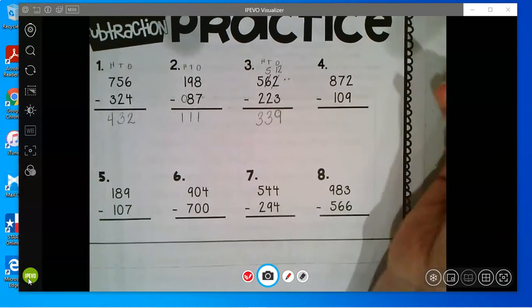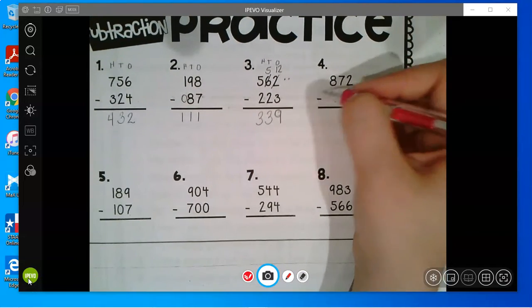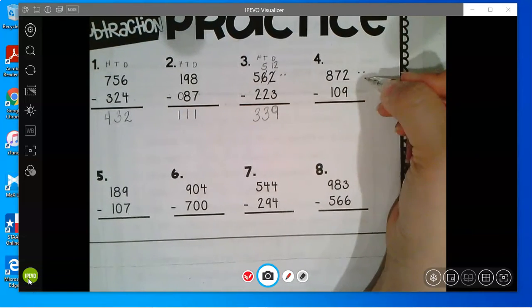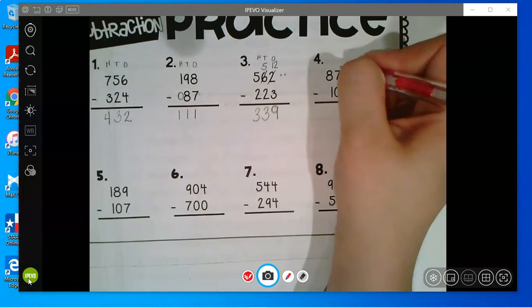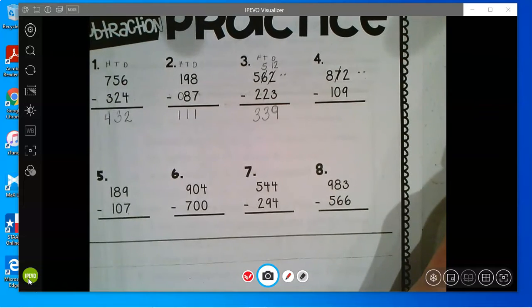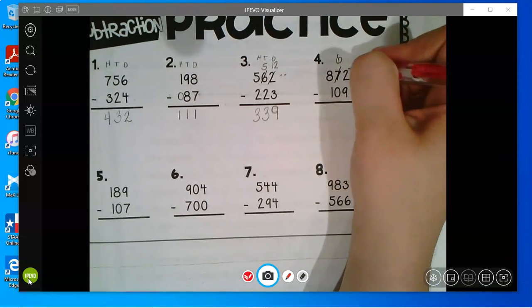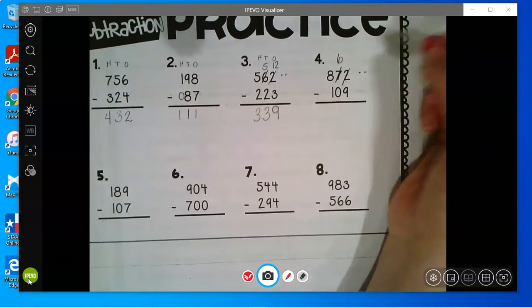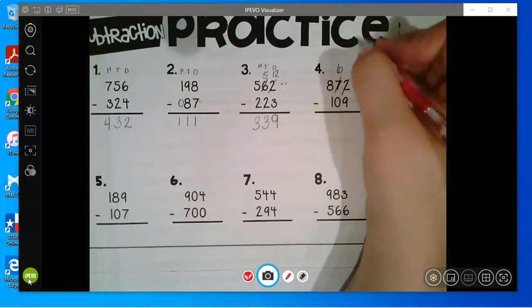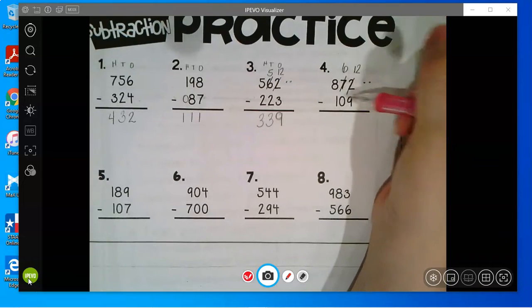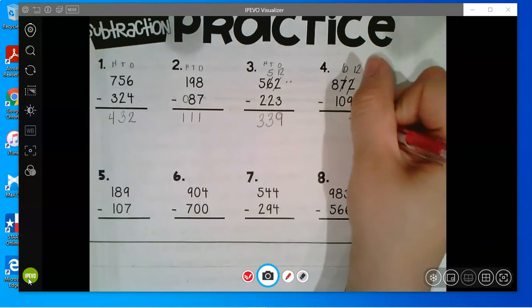Okay. Number 4. 2 minus 9. Uh-oh. Can I take away 9 from that? So I go to my tens place. I'm going to borrow a 10 long. So instead of 7, I now have 6. And I'm going to take that 10 long and add it to the 2. So now I have 12 because I added 10 to that. So 12 minus 9 is 3.